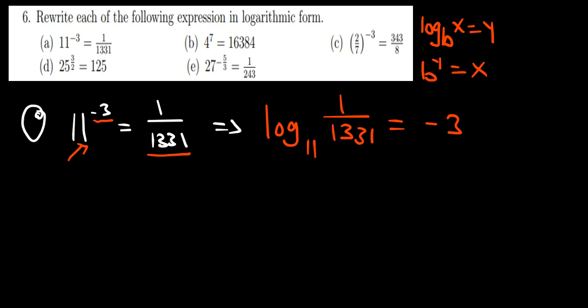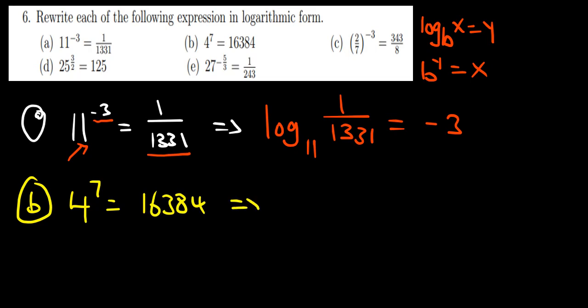Alright, so let's convert b now. So b, we have 4 to the power 7 is equal to 16384. So this here will be equal to log, the base is 4, and then what is in the middle is 16384 is equal to 7. So we have converted that to a logarithmic function.